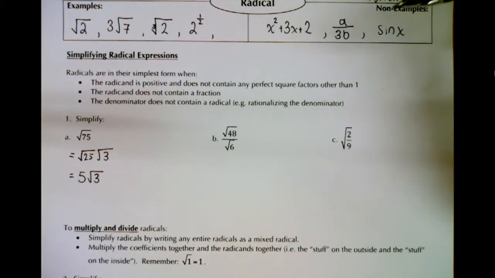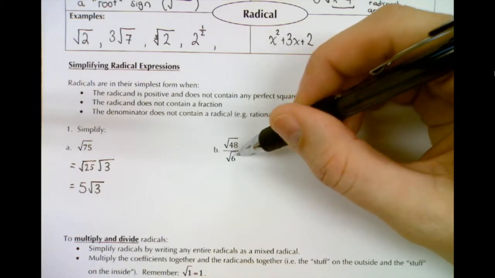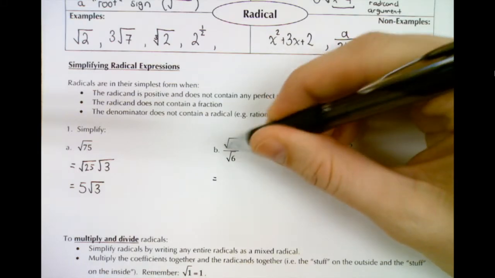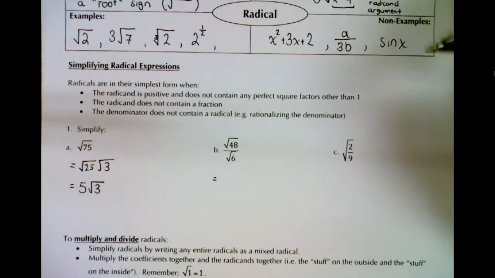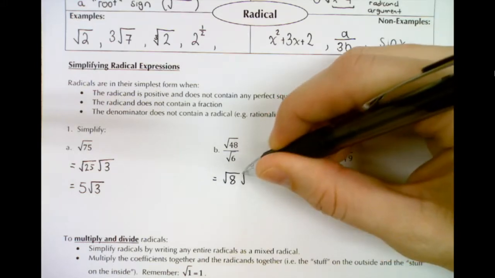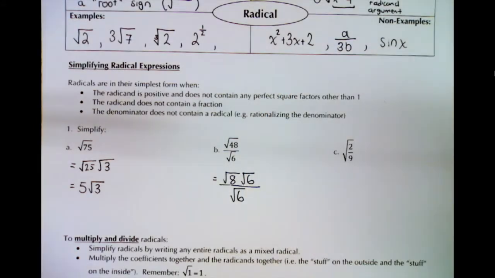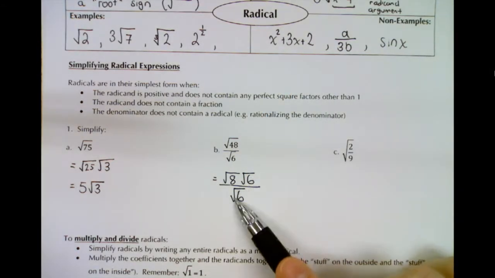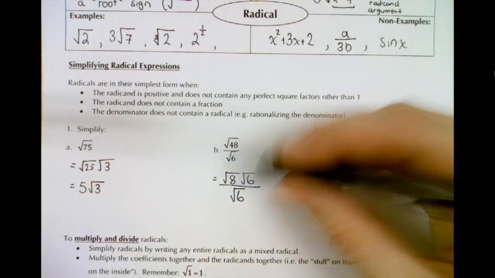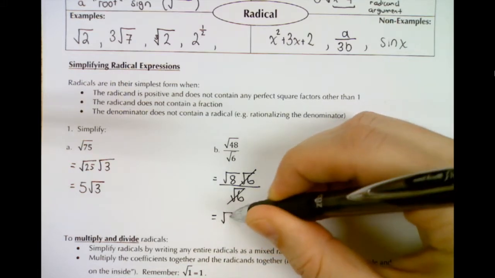So in example B here, I have the square root of 48 divided by the square root of 6. Well, 48 can be split into 6 times 8. So the square root of 48 can be split into the square root of 8 times the square root of 6. And why would we do that? Well, the reason we do it is because now we have a common factor on the top and bottom of our fraction. And if you have a common factor on top and bottom, you can divide it away. And you're left with just the square root of 8.